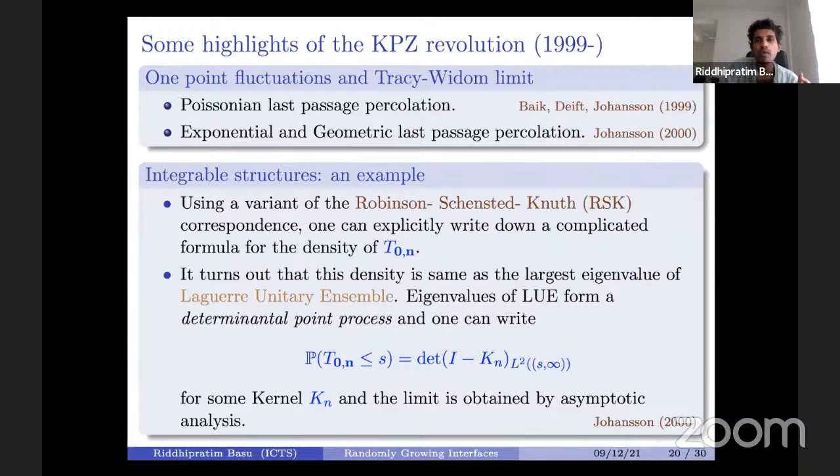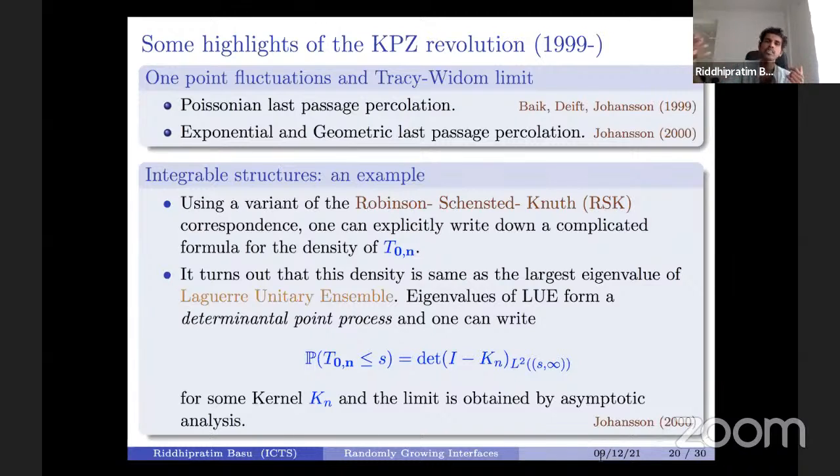This formula is very complicated, but people have developed tools for asymptotic analysis of this kind of formula for a very long time. In particular, you can use steepest descent methods or the Riemann-Hilbert approach. Once you have this type of Fredholm determinant formula, there are ways in analysis that people have developed over long years to analyze its asymptotic behavior, and that's exactly what Johansson did. It's hard analysis, but it's possible.